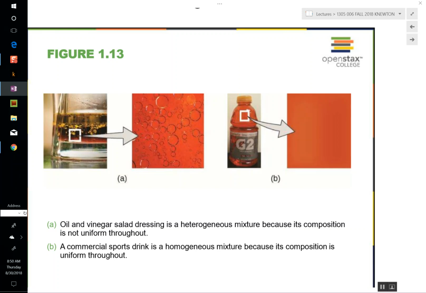Because it is a heterogeneous mixture. Even when you shake it up, it's not forming a solution. You're just dispersing oil bubbles non-uniformly through the salad dressing. But a G2 power drink or electrolyte drink is homogeneous. Everything that's in there is soluble in water, and it forms a homogeneous solution.